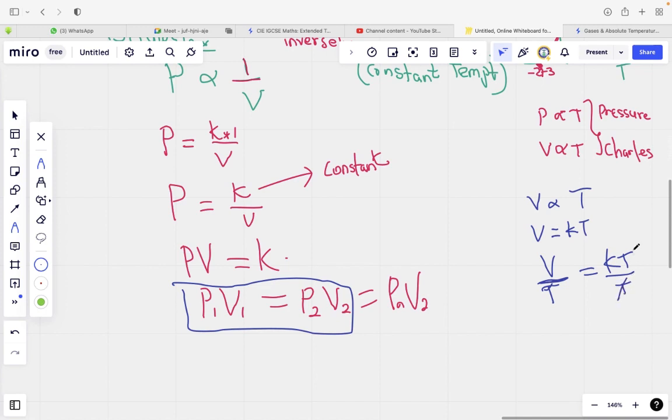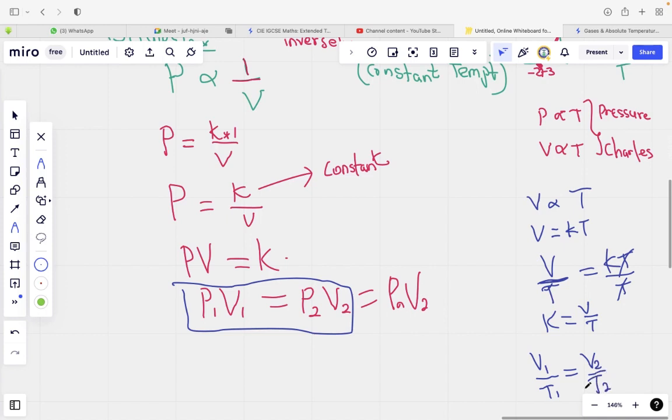So this one cancels this one. So for Charles' law, the constant is V over T. So the formula is V1 over T1 is equal to V2 over T2 and is equal to Vn over Tn. This is called Charles' law.